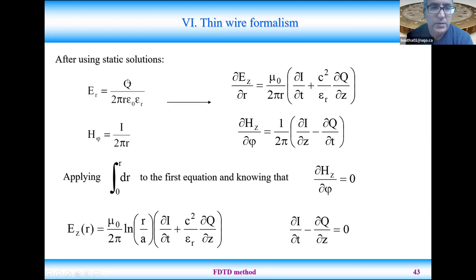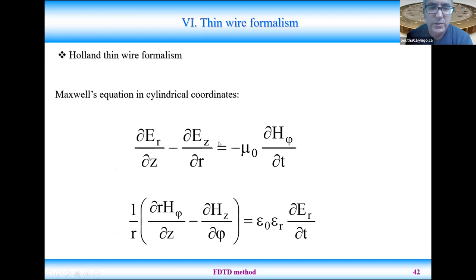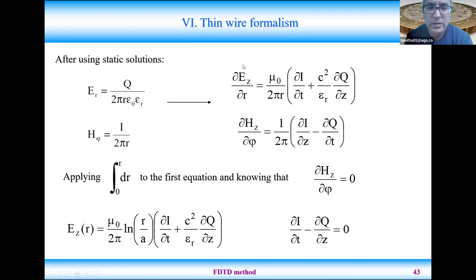So if we use a static solution and introduce it in the Maxwell equation here, we're going to have this solution. And now if we integrate in r the first equation, and we know that there is no variation of Hz as a function of phi, so delta Hz over delta phi equals zero.